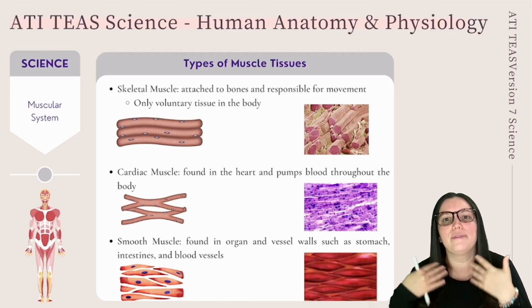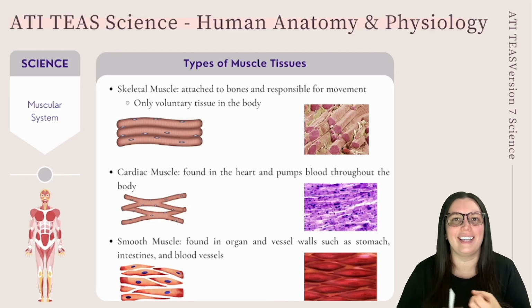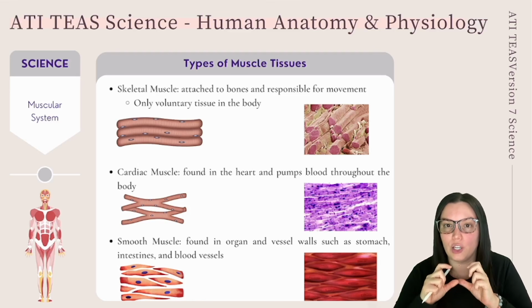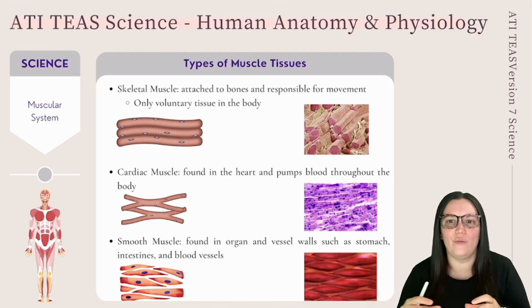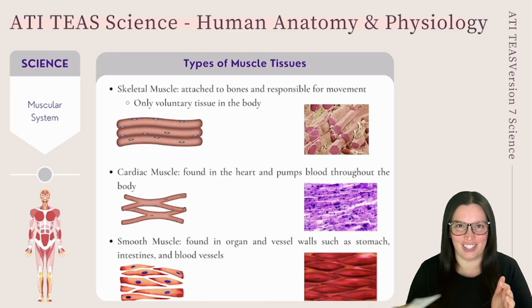And then lastly, we have smooth muscle, and that's what's found in the walls of our internal organs such as our stomach, our intestines, as well as our blood vessels. These muscles are not striated. They are the only ones that are not striated, and they are of course also involuntary. They cannot be controlled consciously. These muscles are the weakest of all muscle tissue.